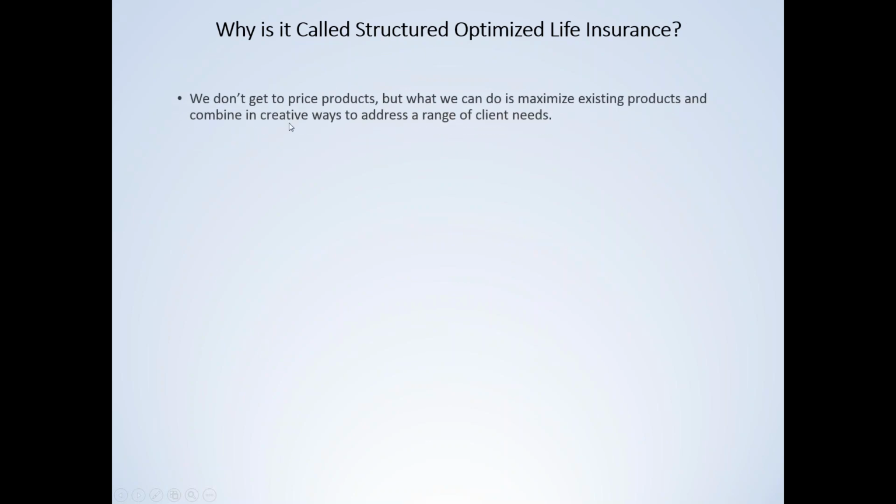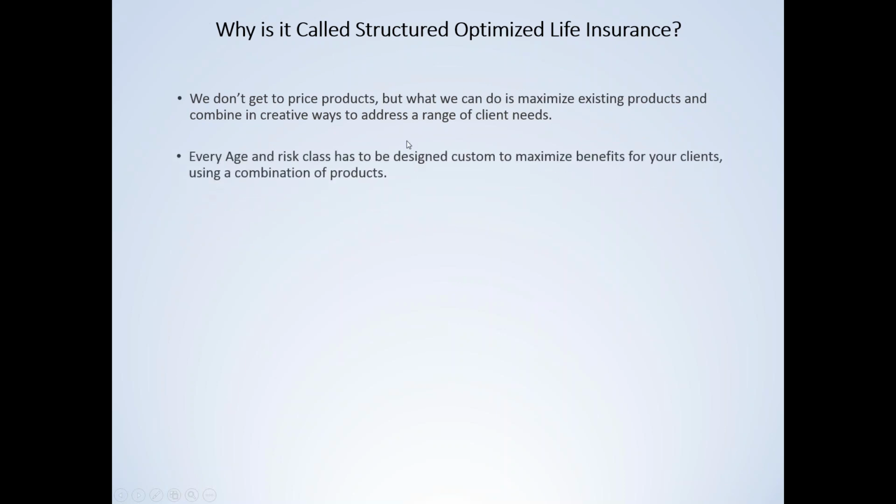So anyway, start at the beginning. Why do we call it structured optimized life insurance? We as agents, as you know, we don't get to price the products, the companies do. But what we can do is we can maximize existing products, and we can combine those products in ways that have not been envisioned before to address a range of client needs. So for this particular program, every single age and risk class has to be custom designed ahead of time and tested to maximize the benefits for your client using a combination of products in a package.